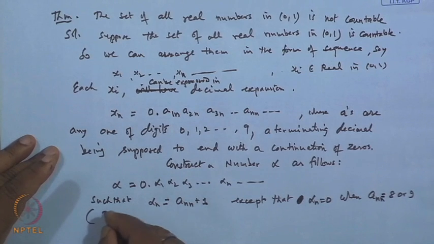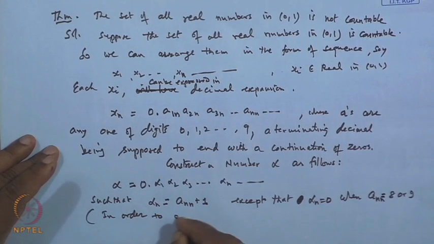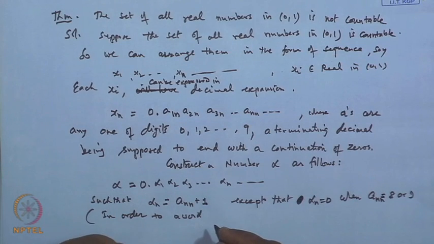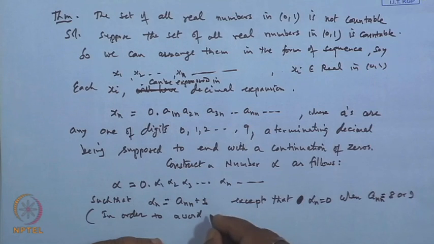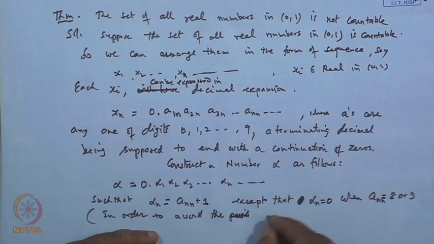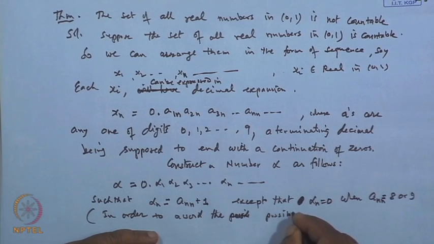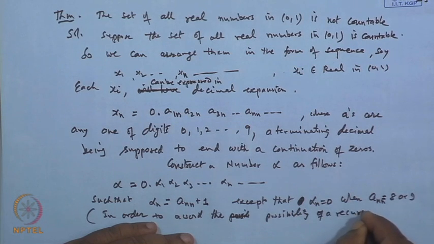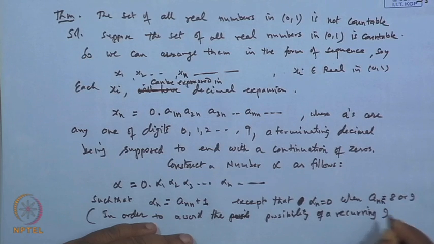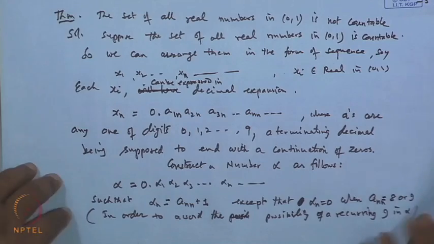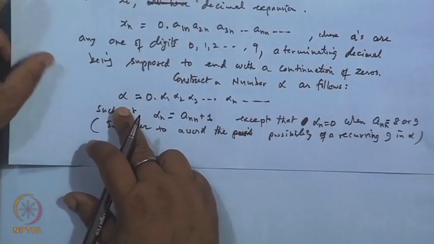in order to avoid the possibility of a recurring 9 in alpha. This we are doing.